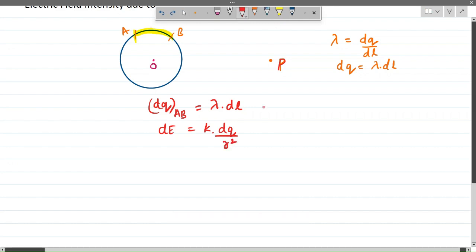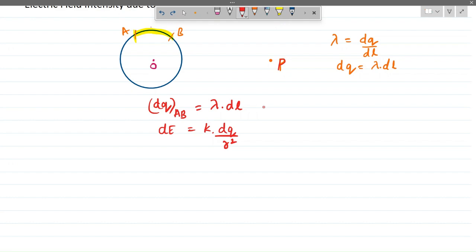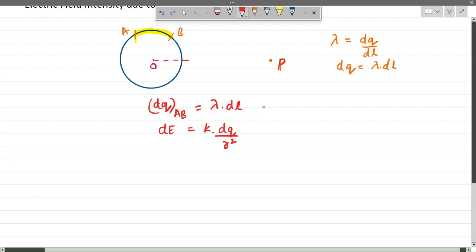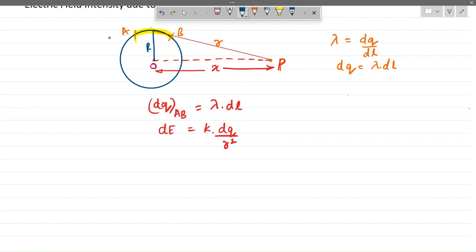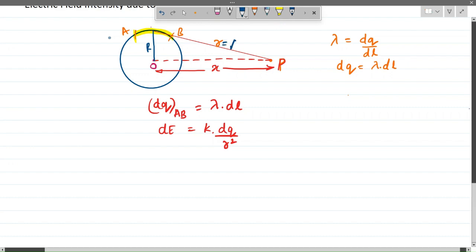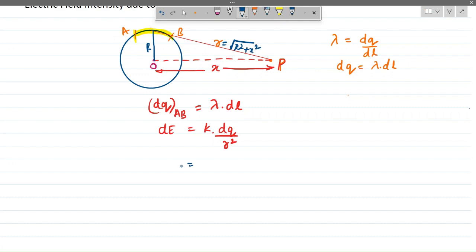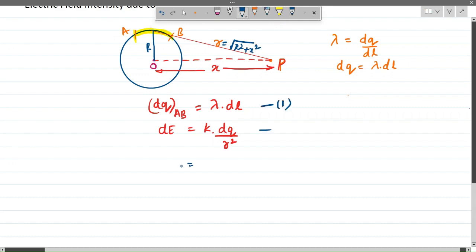Write the distance from the center of the circular coil to the point P as x. The distance from the elemental strip AB to the point P is r. The radius of this circle is capital R. By Pythagoras theorem, we know this small r is equal to under root of R square plus x square. This is our equation 1 and this is our equation 2.